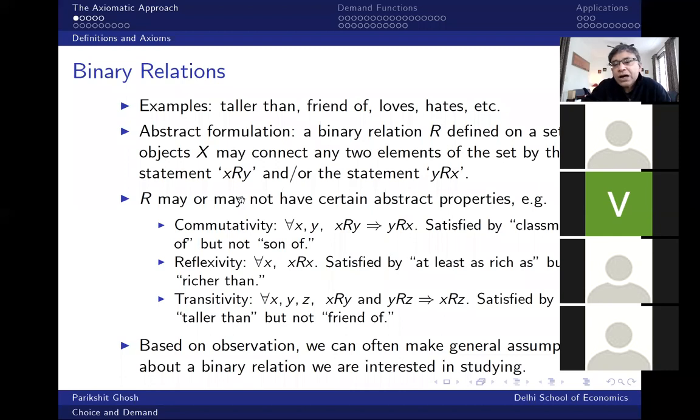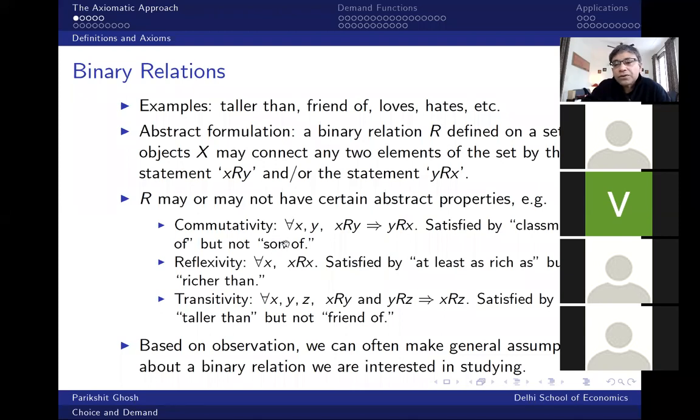Now, depending on which kind of binary relation we are looking at, it may or may not have certain properties. Just random examples of properties that are often used in set theory and abstract mathematics. One possible property is commutativity. Some binary relations are such that if X R Y, then the opposite is also true, Y R X. For example, friend of is such a relationship, right?